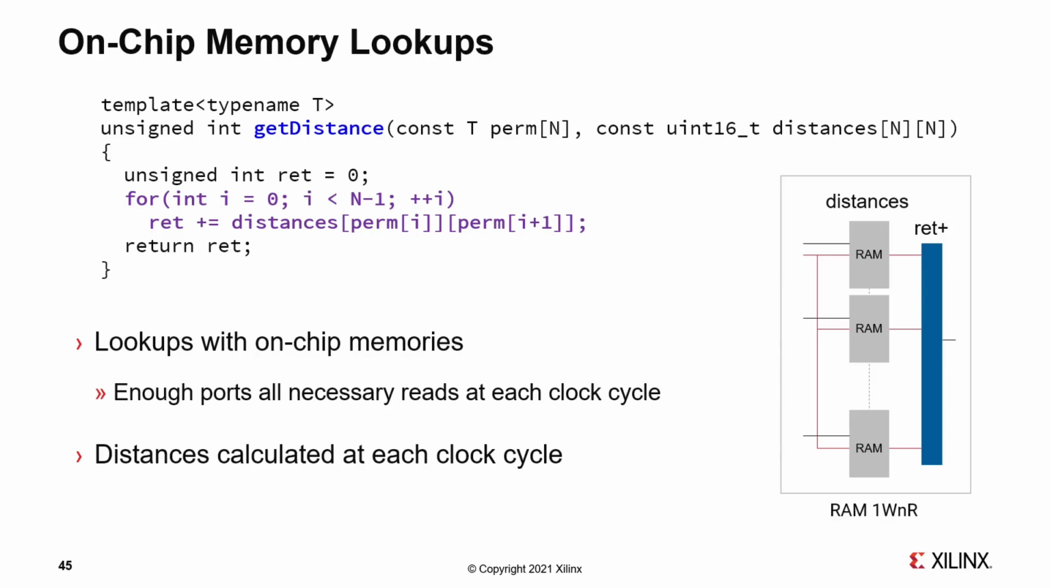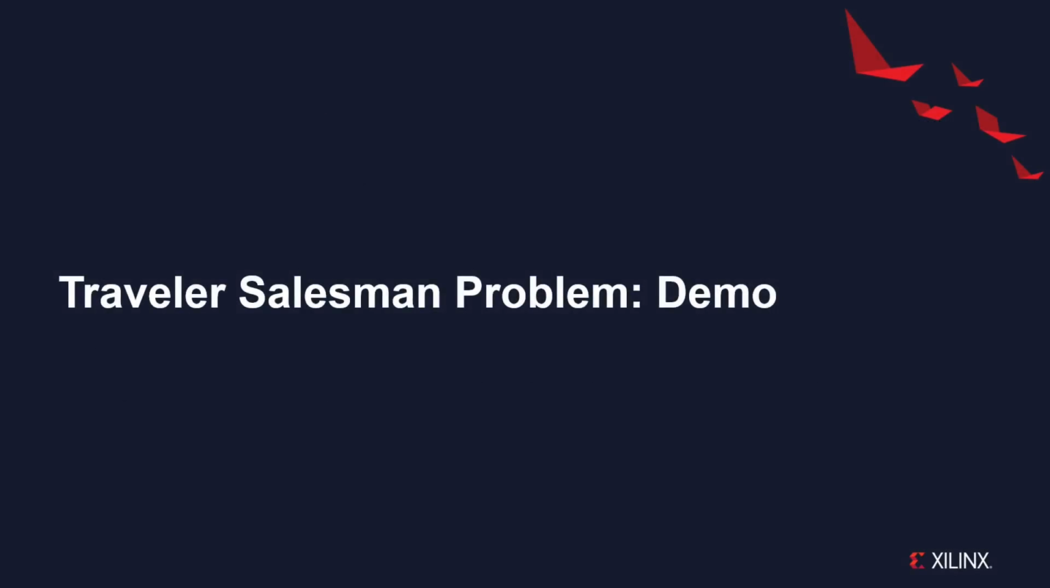Finally, the 32-bit integer ret holds the route value and performs a summation of all the necessary distances looked up by the permutation array we just discussed in a previous slide at once, and sustains the calculations at every clock cycle. Let's now look at the code and the tools in more detail.